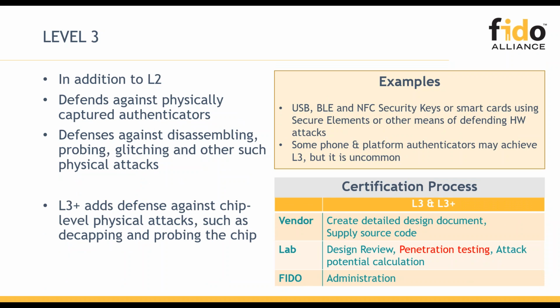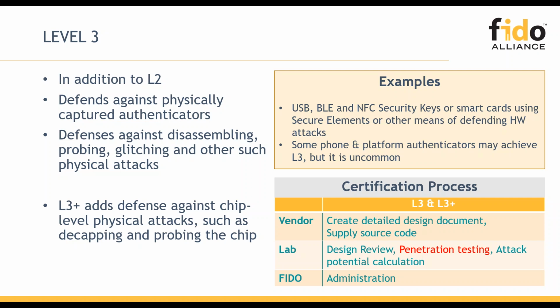Lastly, we have our level 3 and 3+. So level 3 is in addition to level 2. At this level, we start looking at the different types of physical attacks that can occur on our devices. And these defenses protect against disassembling, probing, glitching, and other such physical types of attacks. Level 3+ also gets into defenses against chip level attacks, such as decapping and probing. Some authenticator examples are USB, BLE, and NFC security keys or smart cards that are using secure elements or other hardware defending mechanisms.